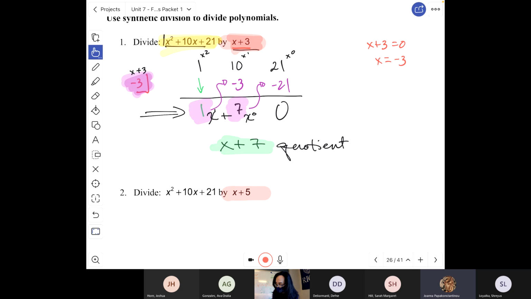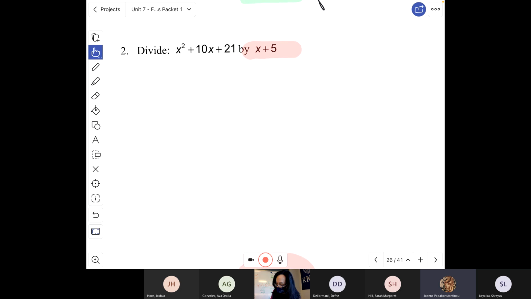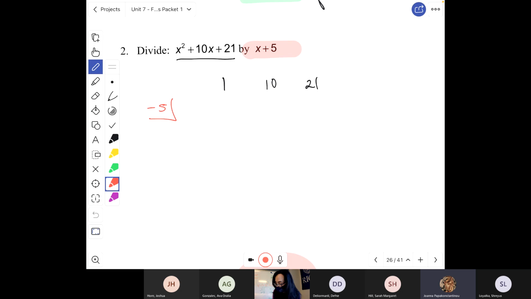Let's try another example. Again, I look to make sure that my original polynomial is written in standard form without any missing powers of x. If they are, put placeholders. So what is this first row I'm going to write? 1, 10, 21. What number goes in the tray? -5. So let's perform synthetic division. I bring the first term down. I multiply. What do I get? I add. I multiply. What do I get? I add.